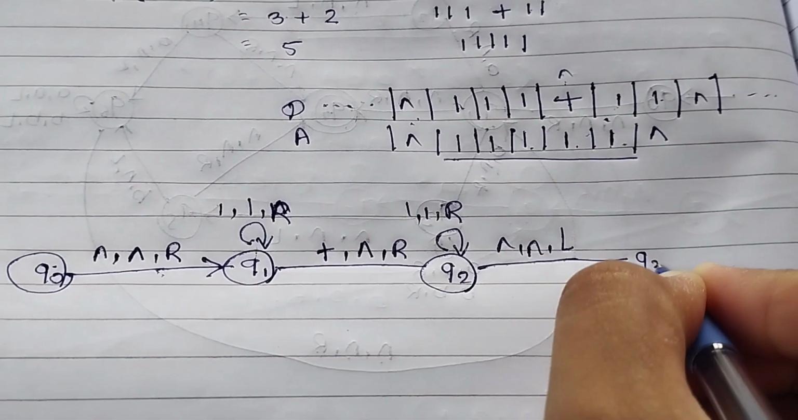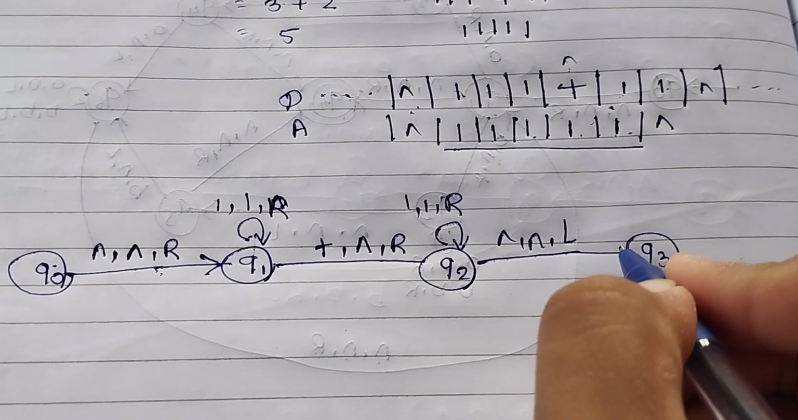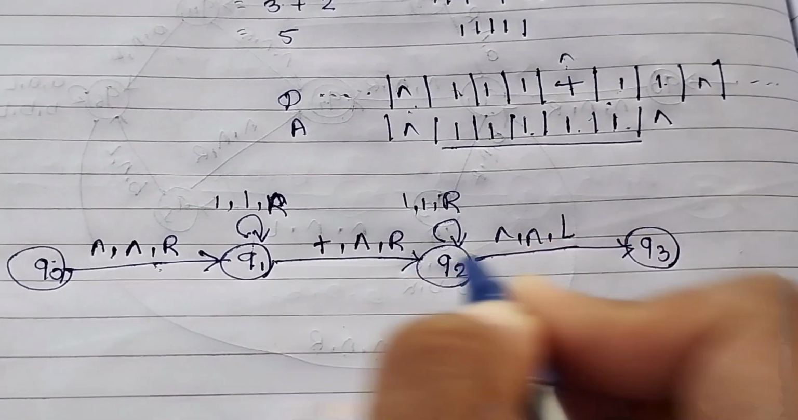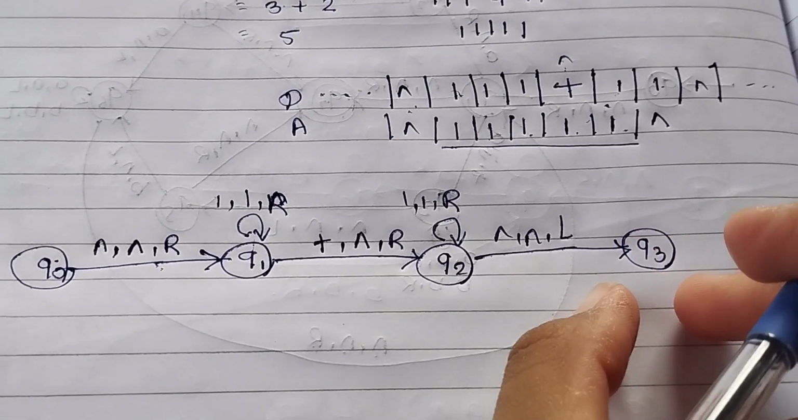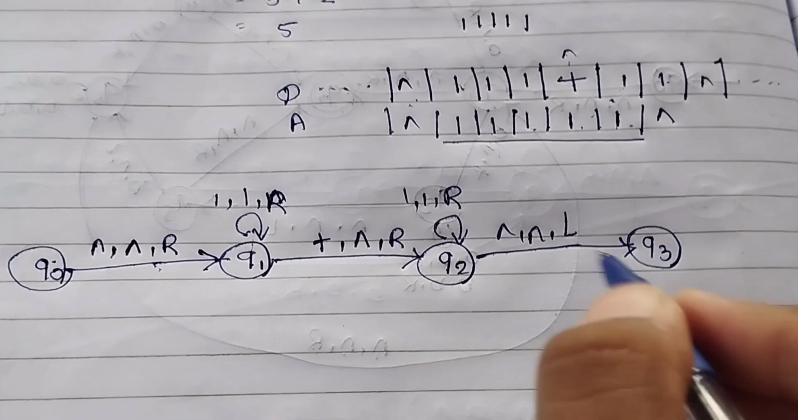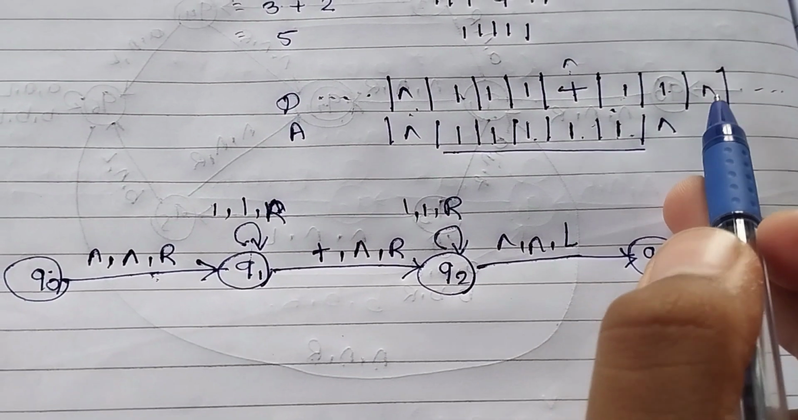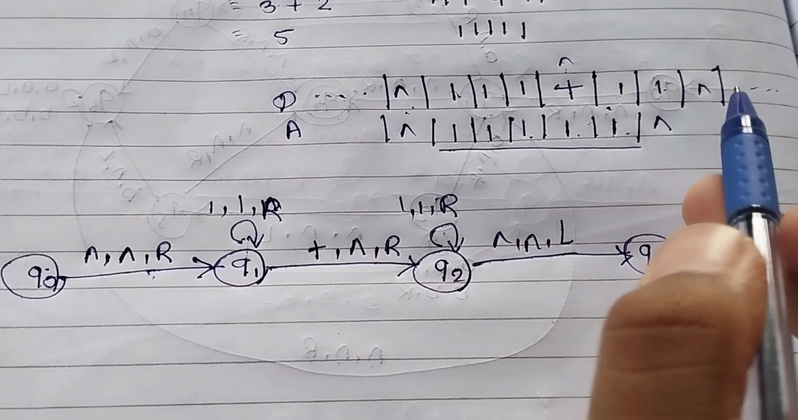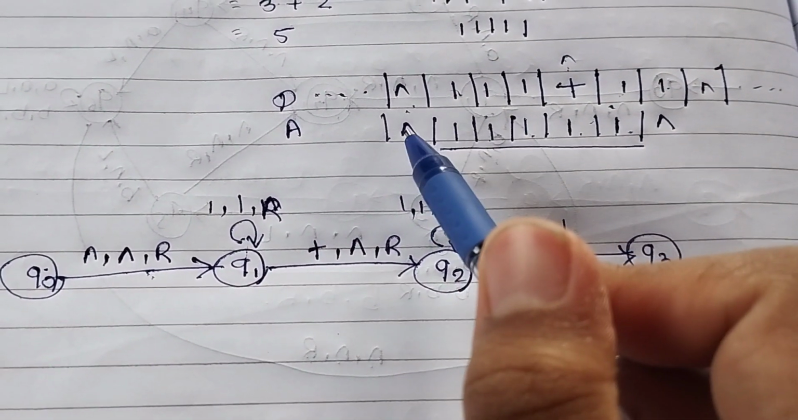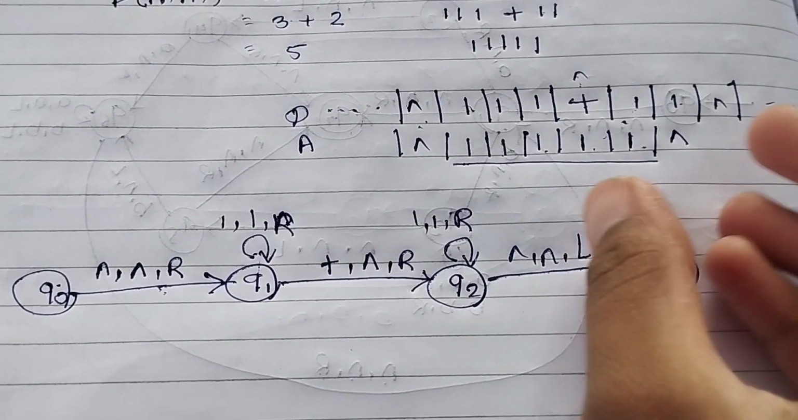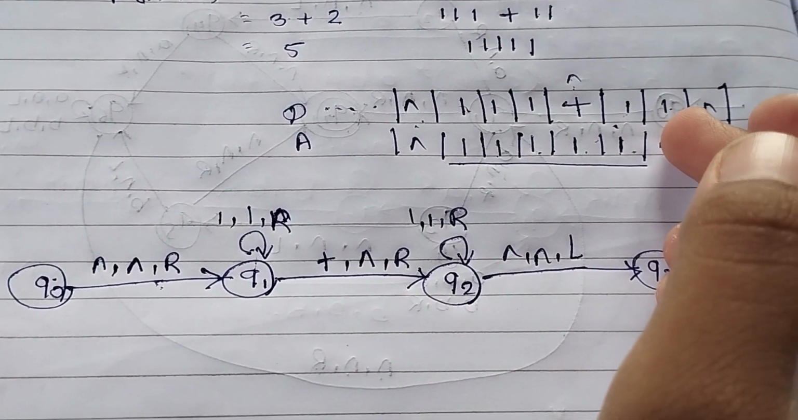So Q3 state. This direction is most important, so don't forget to draw this. When you read the null value, keep this null value as it is and start to move to the left side. Now after moving to the left side, first you read the 1.